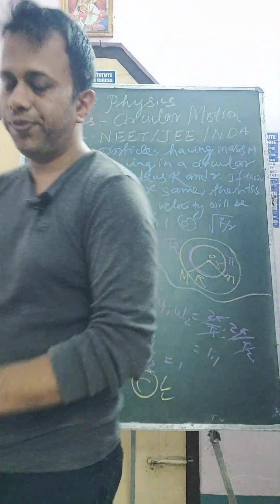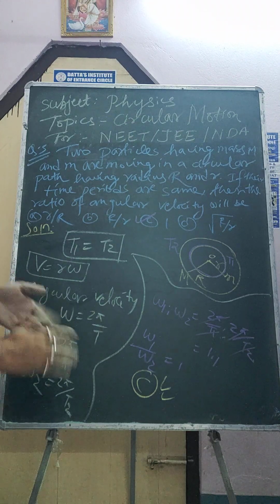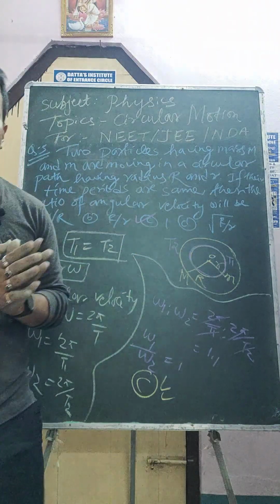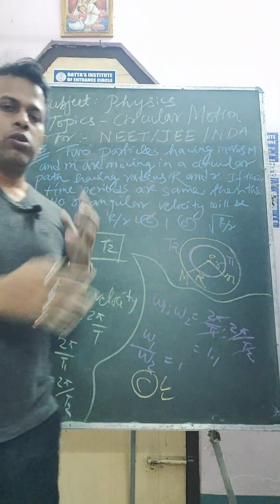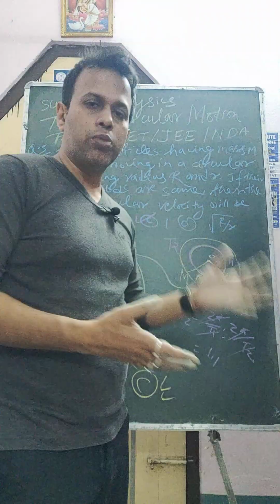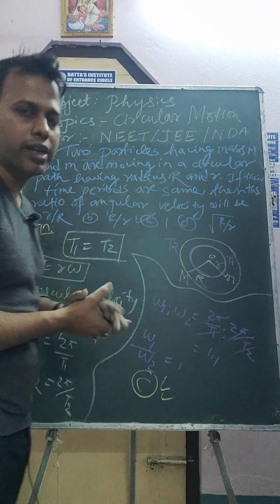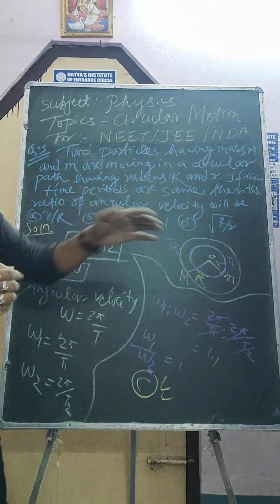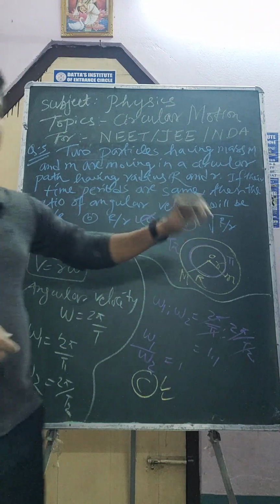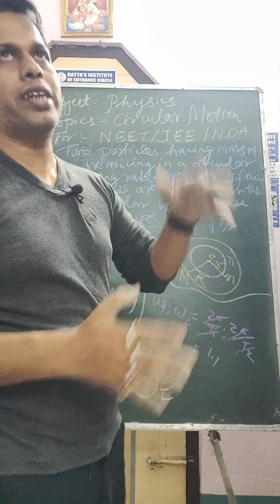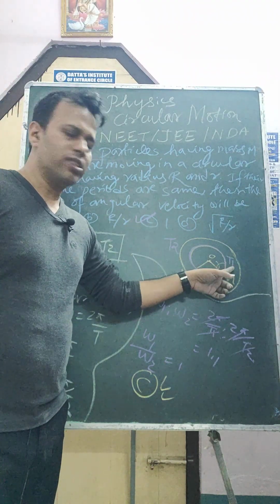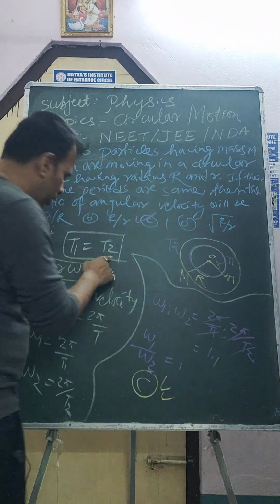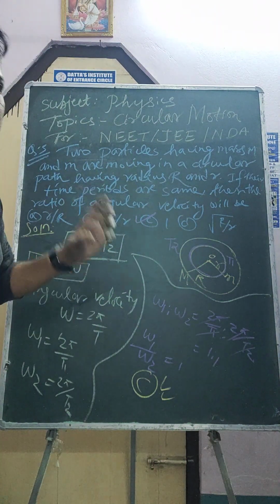Okay, my lecture is complete. Let me explain the last question again. There are two bodies, one with mass capital M and another with mass small m, moving in circular paths, one with radius small r and the other with radius capital R. The condition is that the time periods for the two bodies are equal: T1 for body 1 and T2 for body 2. According to the question, T1 and T2 are equal.